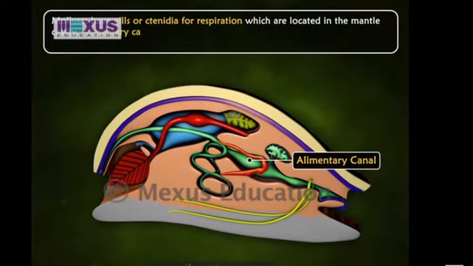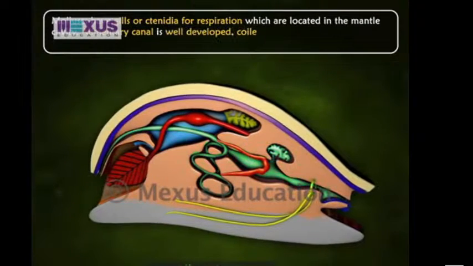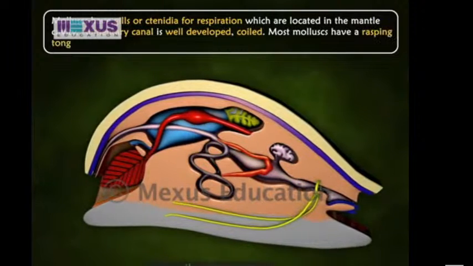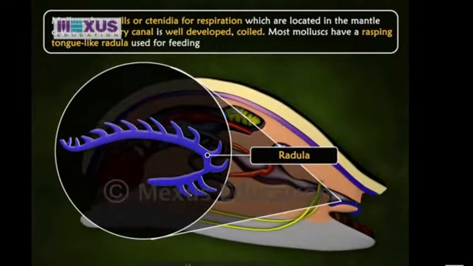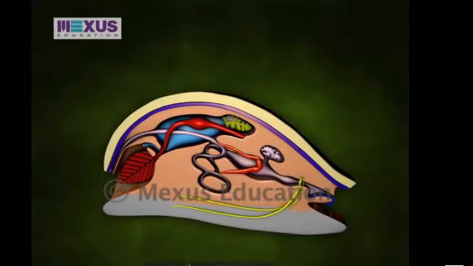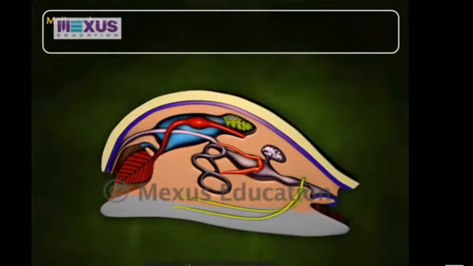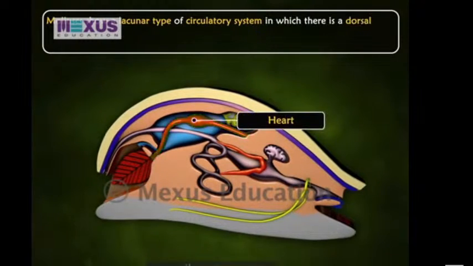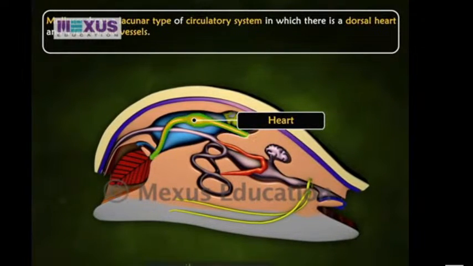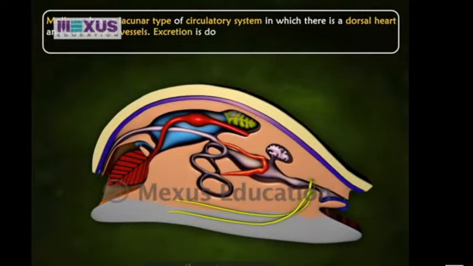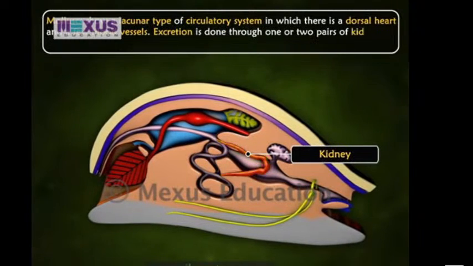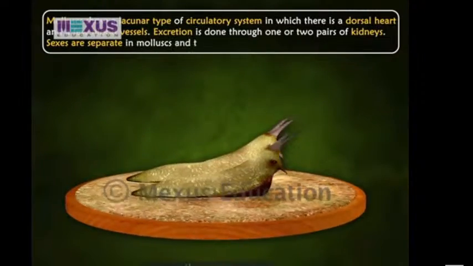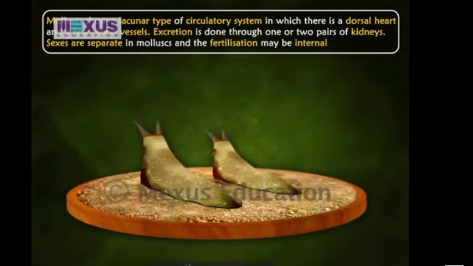The alimentary canal is well developed and coiled. Most mollusks have a rasping tongue-like radula used for feeding. Mollusks show a lacunar type of circulatory system in which there is a dorsal heart and a few blood vessels. Excretion is done through one or two pairs of kidneys. Sexes are separate in mollusks, and fertilization may be internal or external.